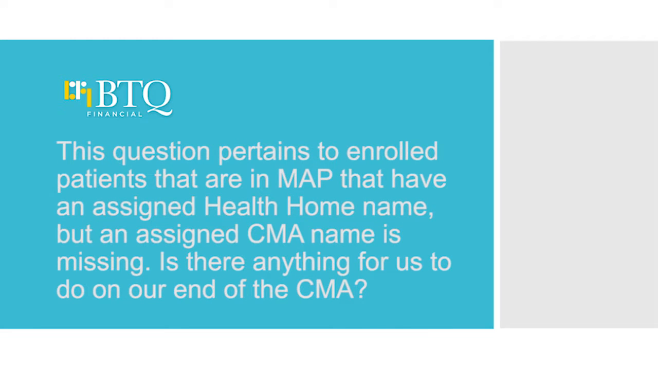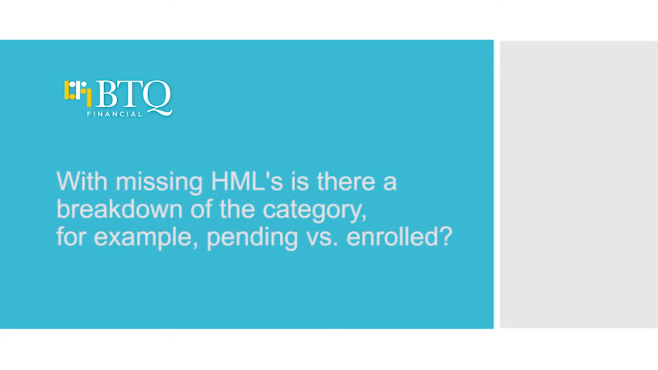Okay, more questions are coming in. My question pertains to enrolled patients that are in MAP that have an assigned health home name, but the assigned CMA name is missing. Is there anything for us to do on our end as a CMA? No. This was actually one of the bright idea topics in a recent week, so I'm glad you asked that. With missing HMLs, there is a breakdown of the category, for example, pending versus enrolled. So HML is not required for members who are in an outreach status. It's only required for enrolled members. So if it says missing, they're enrolled.